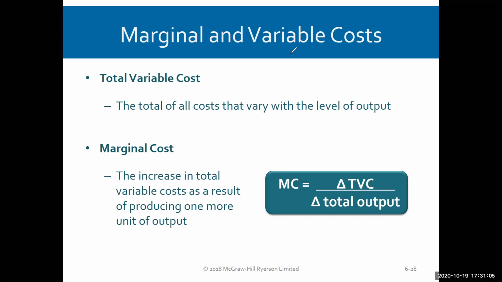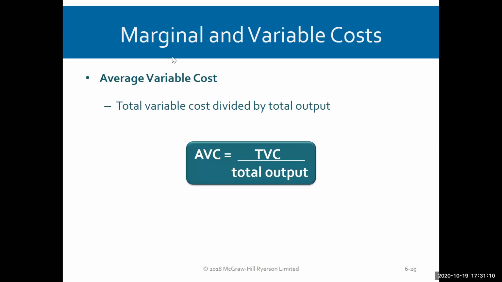And there's one more cost that we need to look at. We've got total variable cost, marginal cost, and now we've got average variable cost. And that's simple to arrive at. You simply take the total variable cost and divide by total output. Remember, anytime you're doing an average, you're dividing by something, and here the average is based on the total output. So you just take total variable cost divided by total output, and what you've got is average variable cost.